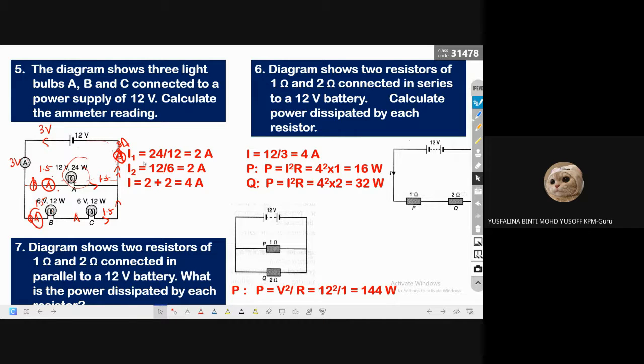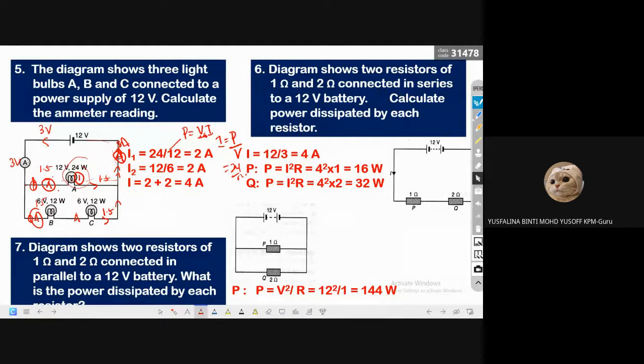So I1 is 24 divided by 12. Where does this come from? P is equal to VI, so I is equal to P over V. That's why 24 divided by 12. This is the first one. Okay, for the I2, you see 12 volt, right?